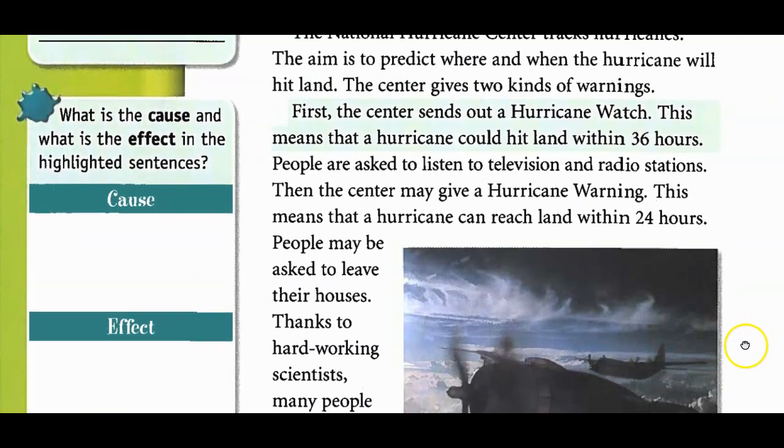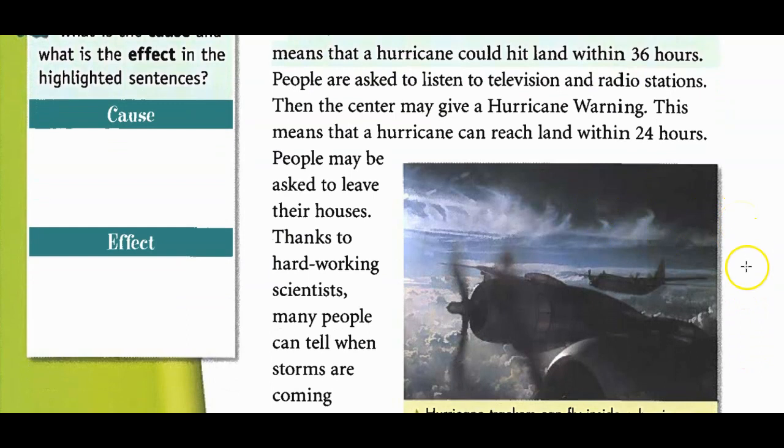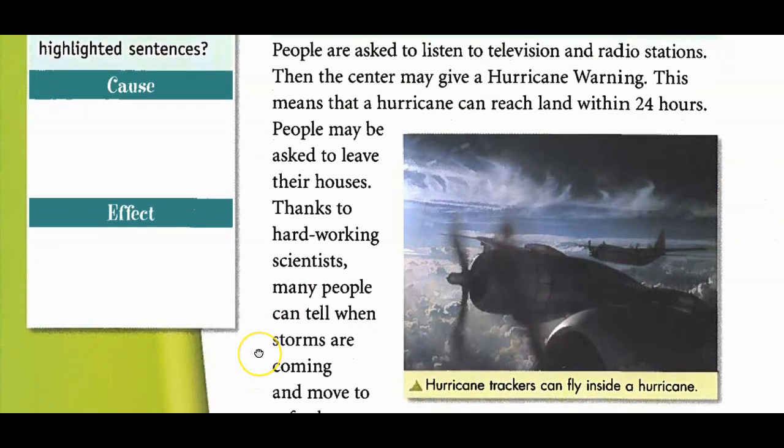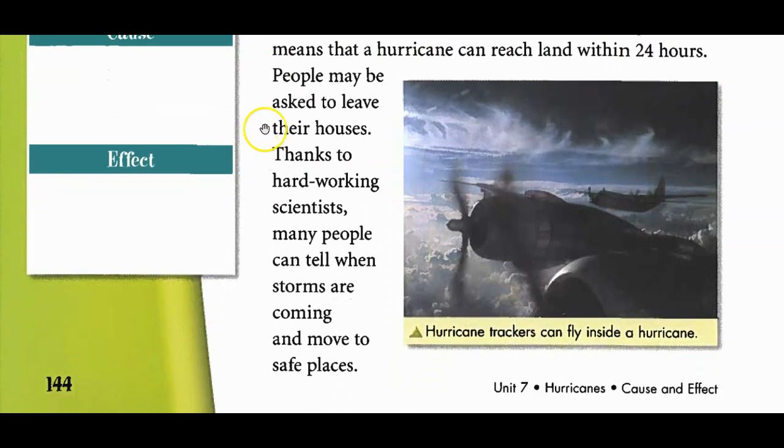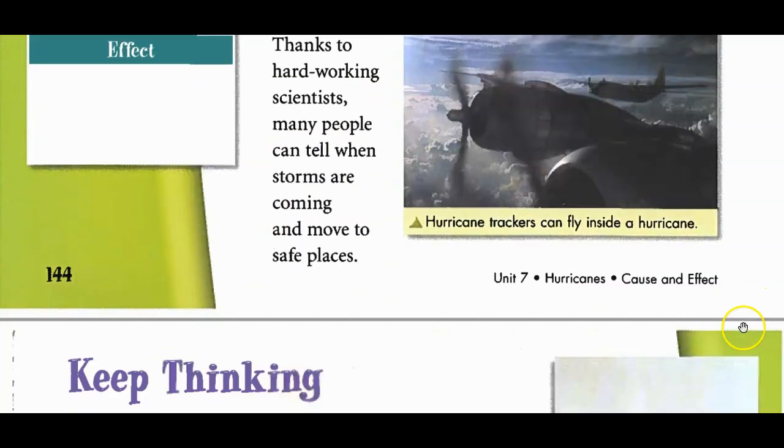Okay. So let's continue. It says people are asked to listen to television and radio stations. Then the center may give a hurricane watch. This means that the hurricane can reach land within 36 hours. Then the center may give a hurricane warning. This means that the hurricane can reach land within 24 hours. So first they give a hurricane watch, that the hurricane is 36 hours away. Then they give a hurricane warning that the hurricane could reach land within 24 hours. So it's getting closer and closer, right? People may be asked to leave their homes. Thanks to hardworking scientists, many people can tell when the storms are coming and move to safe places. Okay.